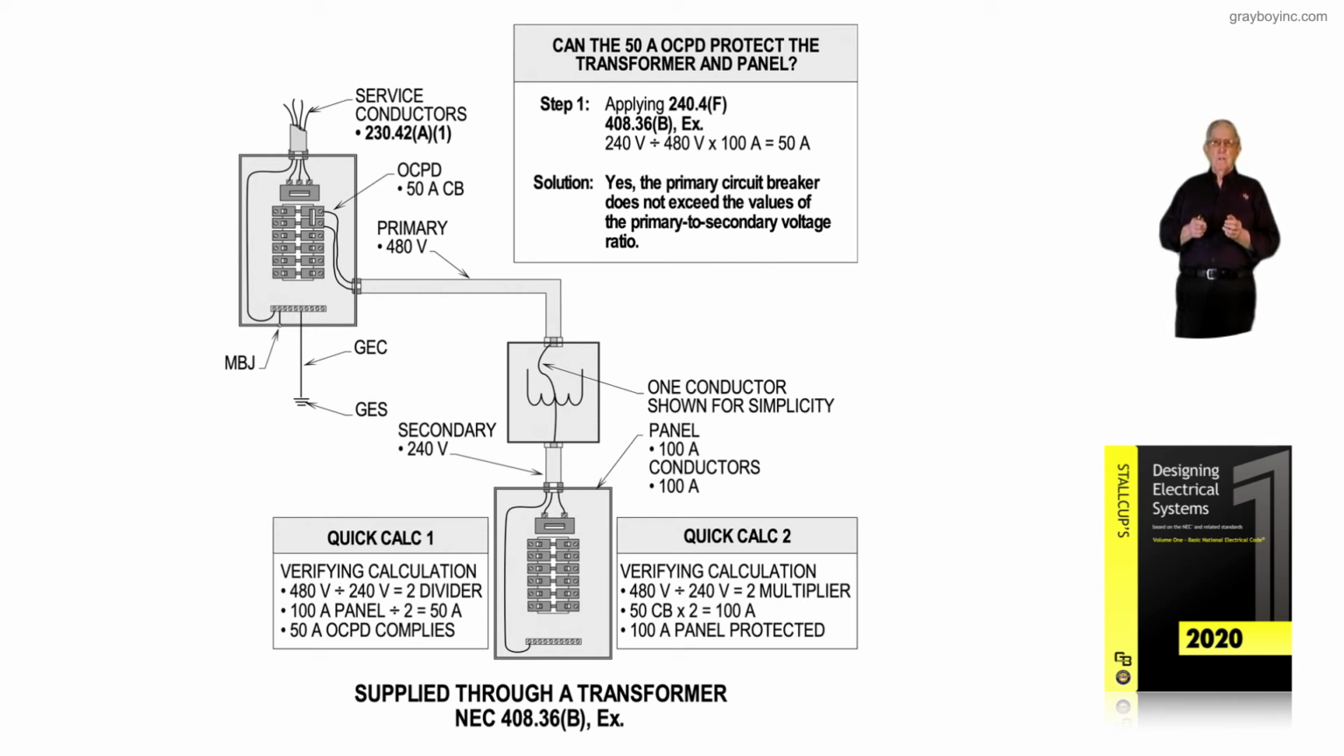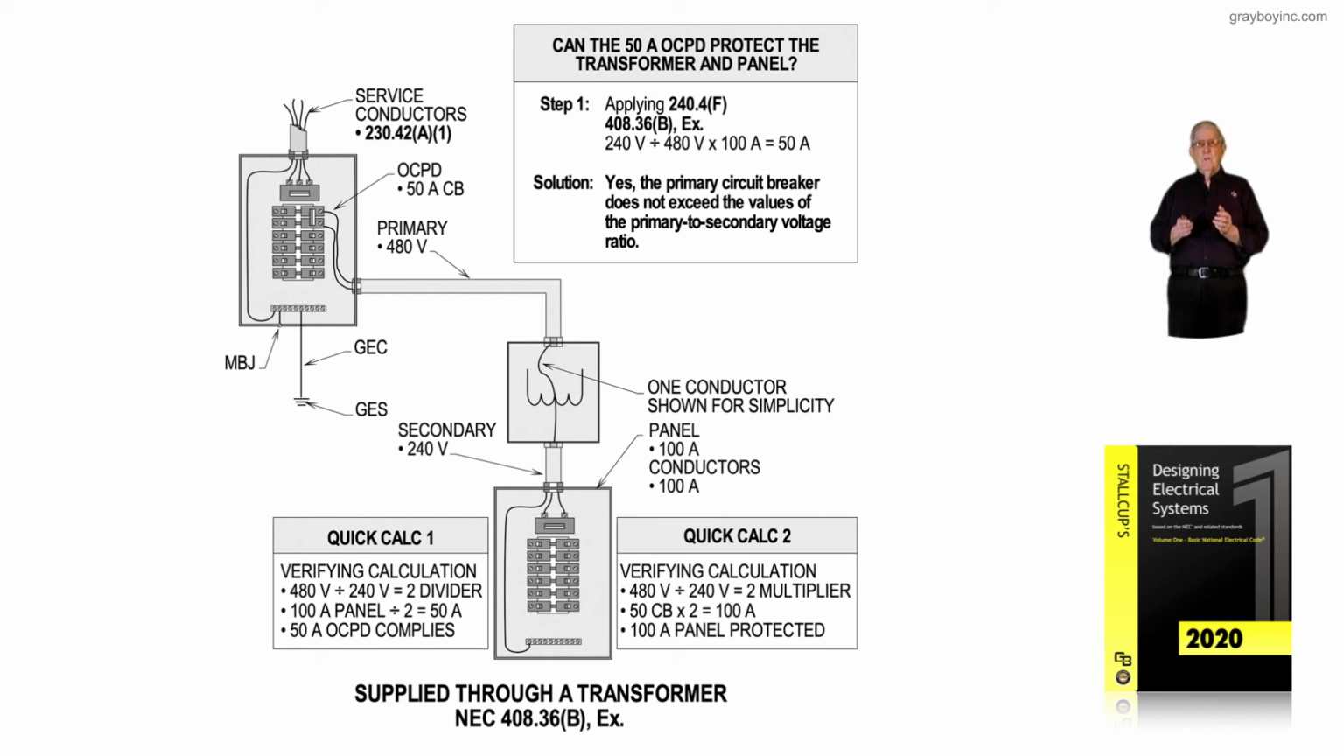We show step 1 that we're applying 240.4(F) in Article 240 because we're dealing with overcurrent protection. If you wanted to use the formula, it'd be 240 divided by 480 times 100. That would give you 50 amps. Electricians say, I don't remember that. But I do remember how to take 480 primary, divide by the 240 volt secondary, and then I'm going to derive the same thing. If I take the 100 amp conductor rating and the 100 amp overcurrent device rating, divide that by 2, I come up with 50, just as I did in step 1.